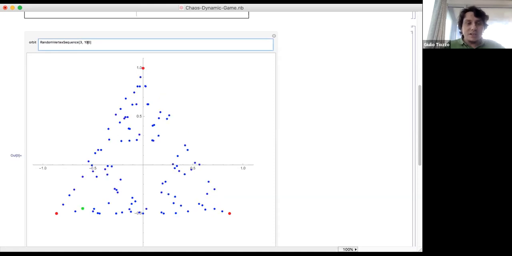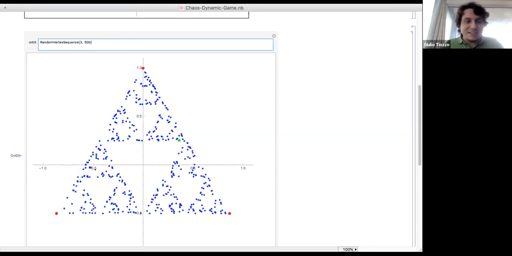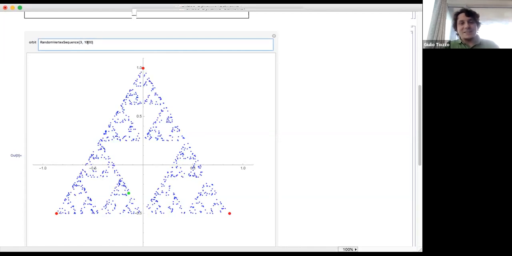We can do 100. And we see now, maybe there is some more complicated and richer pattern that you can see. Well, let's see. How about 200? How about 500? How about 1,000? So at this point, I don't know, any takers? Do you see a pattern here?